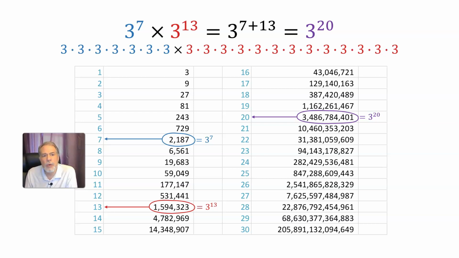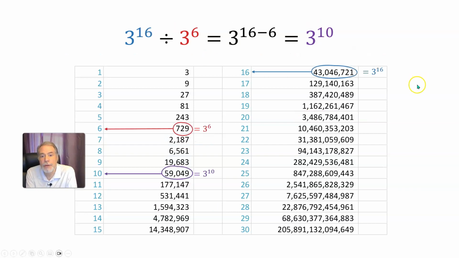And if you don't already know that, it's not too hard to see why that works. After all, we're multiplying together 7 threes times 13 more threes. So altogether, that's the product of 7 plus 13, or 20 threes, all multiplied together. 3 to the 20th power. And when we were dividing, we took 3 to the 16th power and divided it by 3 to the 6th power. And what we ended up with was 3 to the 16 minus 6 power. That is 3 to the 10th power.